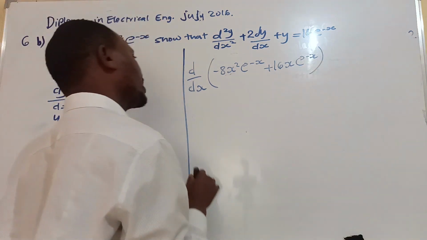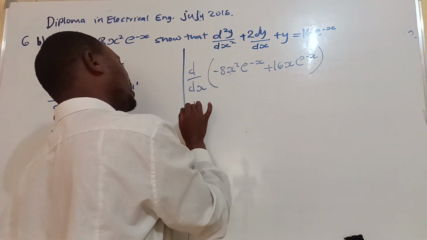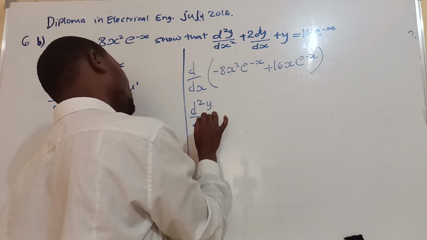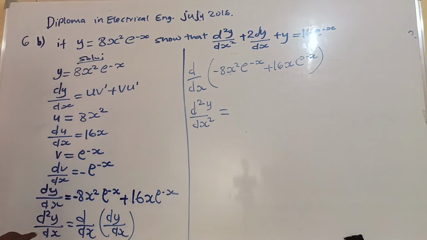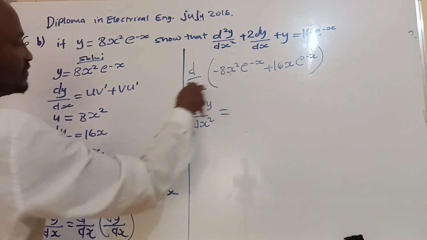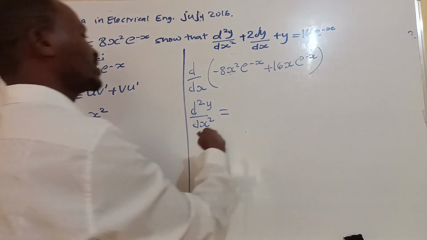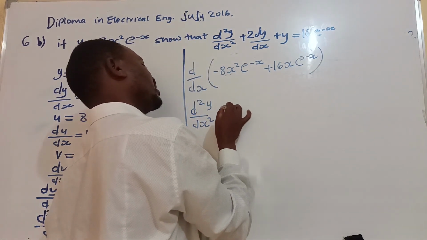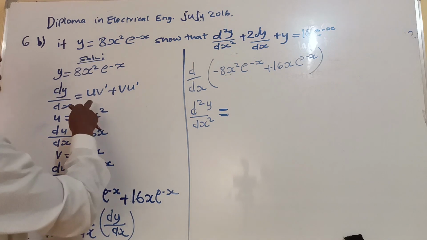So I'll not keep on restating the formula. Now the second order derivative of y with respect to x, this one, is the derivative with respect to x of the first order derivative. So this is the first order, we are differentiating it again with respect to x. I'll just go ahead and use the formula without restating it, because we have already stated it here.